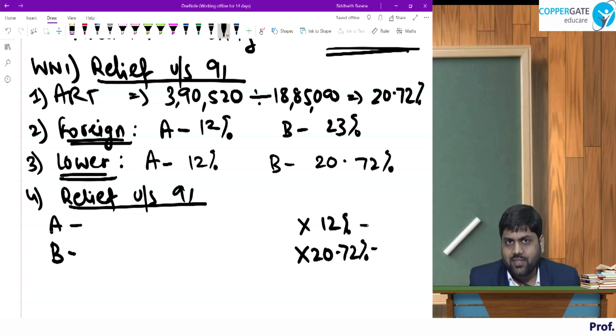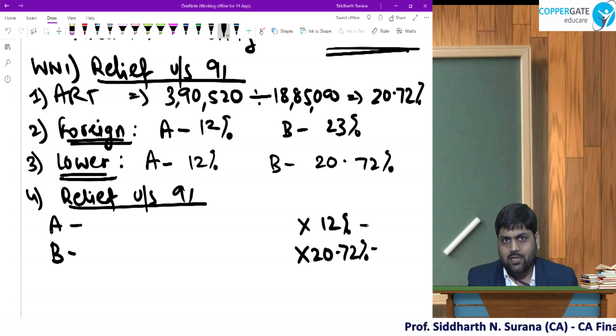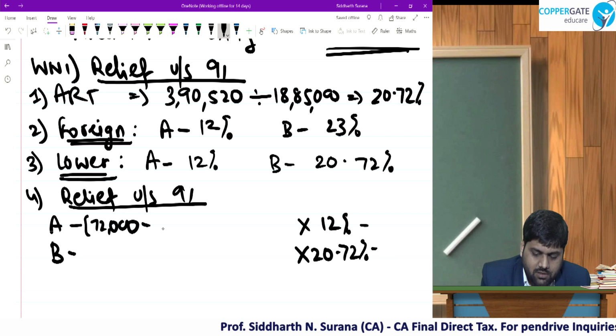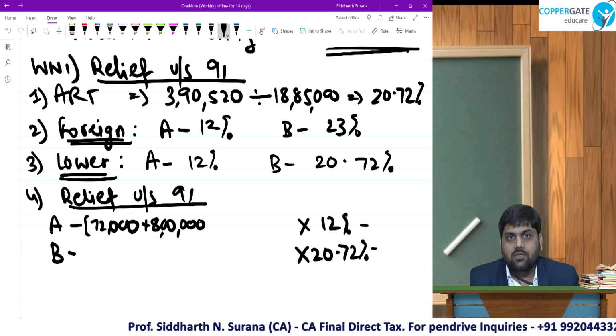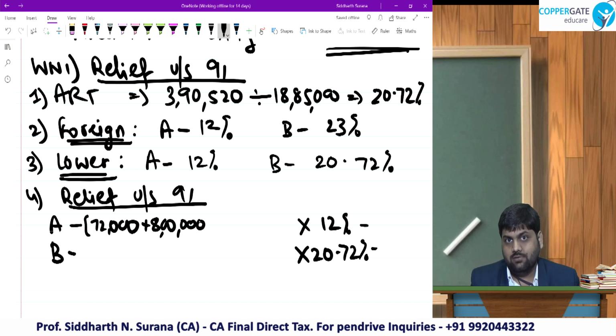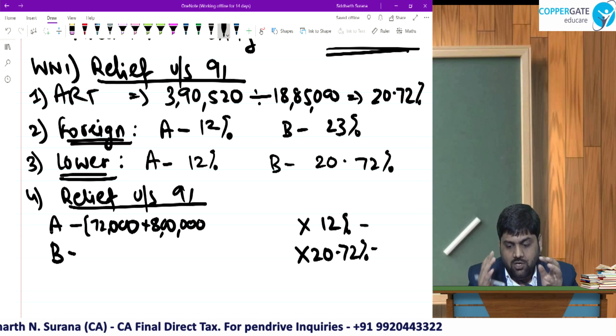I already told you this is the Gita, Quran, Bible, the holy book of double taxation relief chapter. So in case of country A, if you read the question, you will come to know there are two incomes: agriculture income 72,000 and royalty income 8 lakh rupees. So any student giving relief on 72,000 plus 8 lakh, 872, will not get any relief, because this is nonsense.